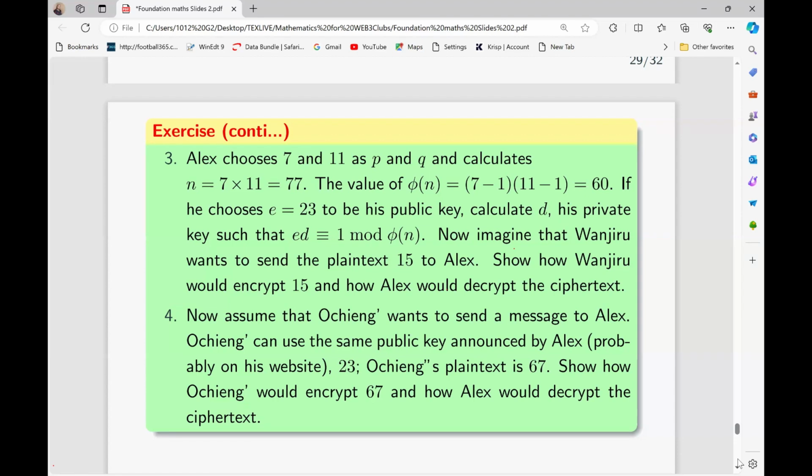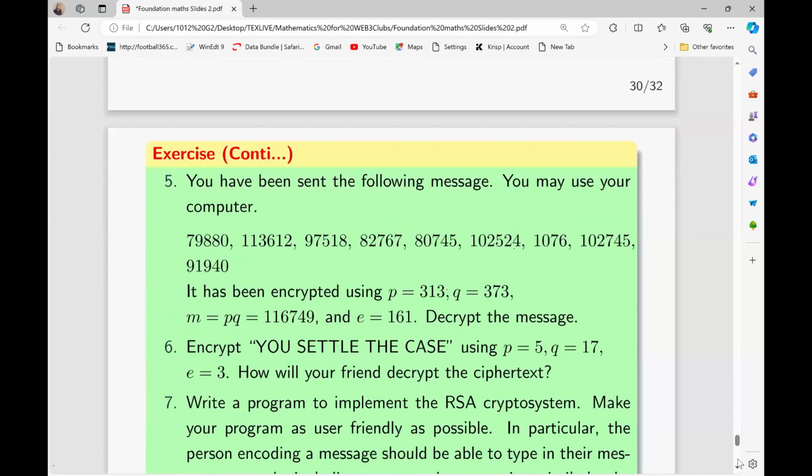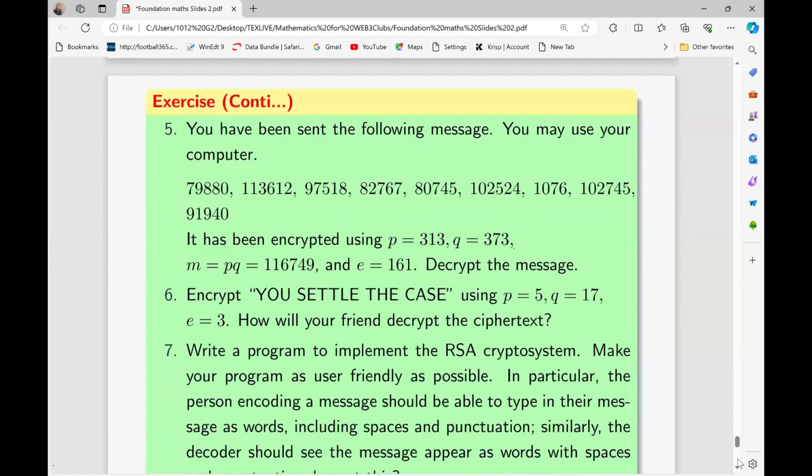But this one you can try. Even this question 4, you can try the same concept. The one I wanted us to slightly look at is number 6. What about this number 5?